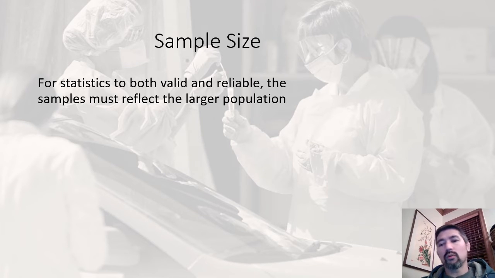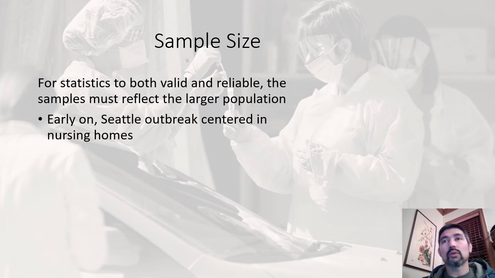For any kind of statistics to be valid and reliable, the samples have to reflect the larger population. In this case, I want to focus more on validity. This issue of validity is simply whether or not the answers you're getting reflect the questions you're asking. So if I'm asking how many people die of the coronavirus, and I'm not testing enough people, then that's not a valid conclusion that I'm coming to.